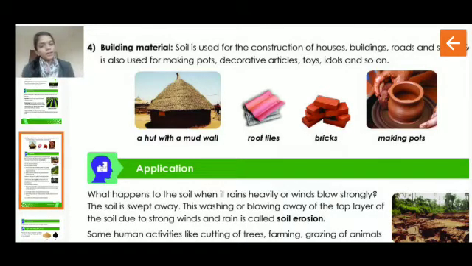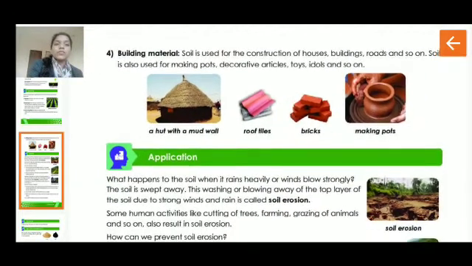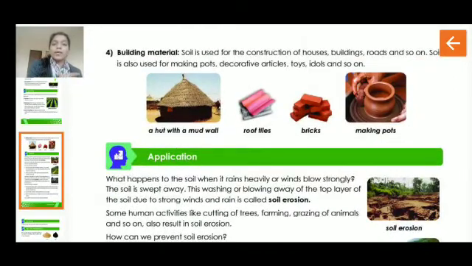Then you know the bricks are made by soil, right? Then you have making pots. You can see soil is used to make pots. So building material, soil is used for the construction of houses, buildings, roads and so on. So soil is also used for making pots, decorative articles, toys, idols, etc.